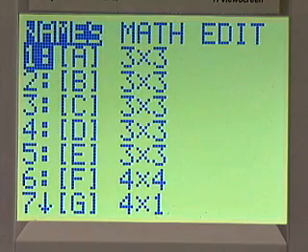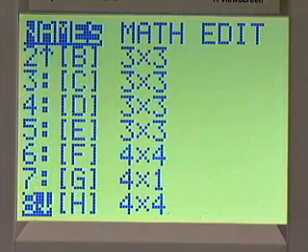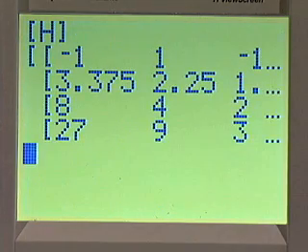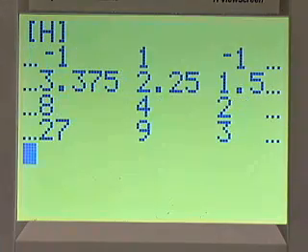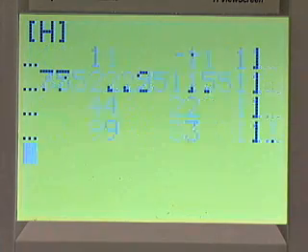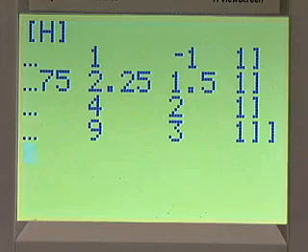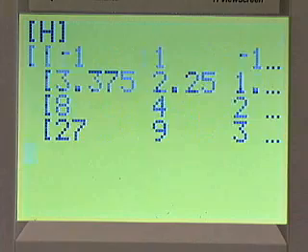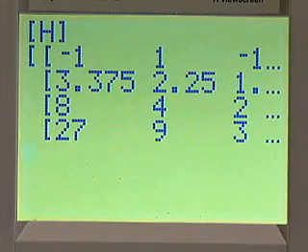We'll turn that off. We'll go to matrix. I have this matrix loaded all the way down in 8. Let's take a look at H. There's my matrix, -1, 1, -1, 3.375, 2.25, -1. Where are the other ones? Oh, well, you know, if your calculator can't get all that stuff on, it just scrolls over so you can see it from there. So the entire matrix is really there. You just may have to do some scrolling to find it. I hope that didn't cause you any trouble when you were doing it.